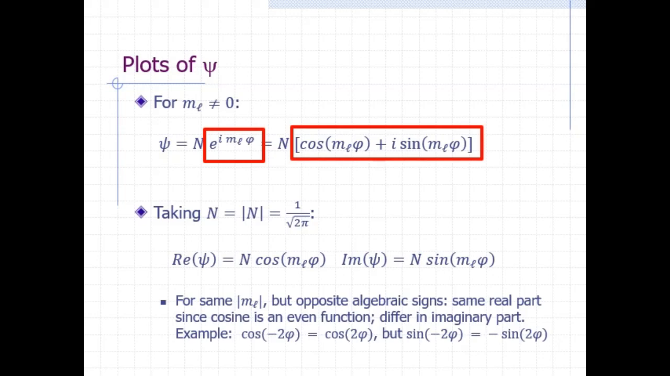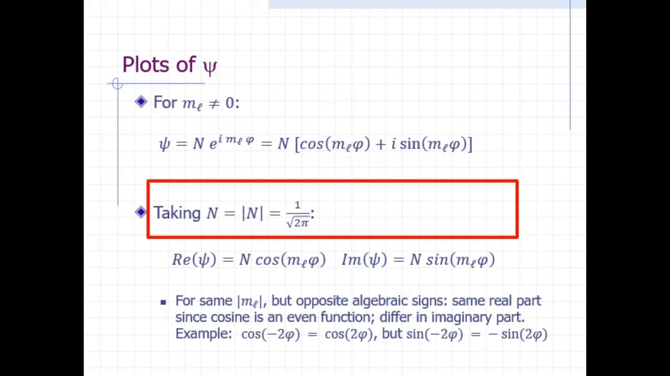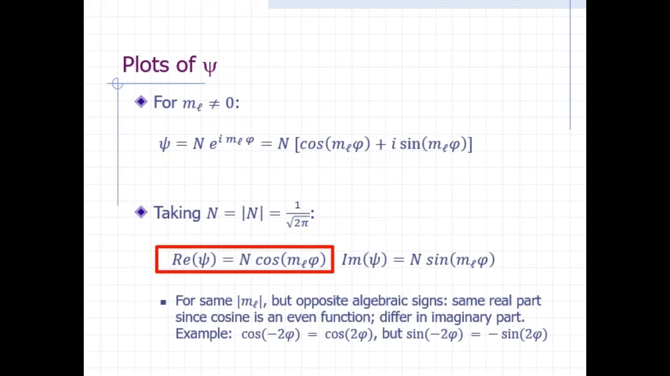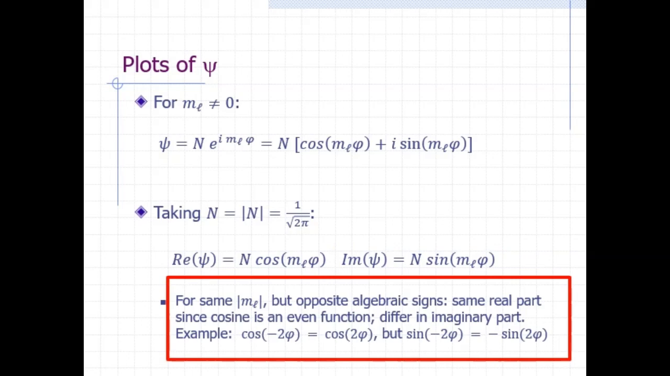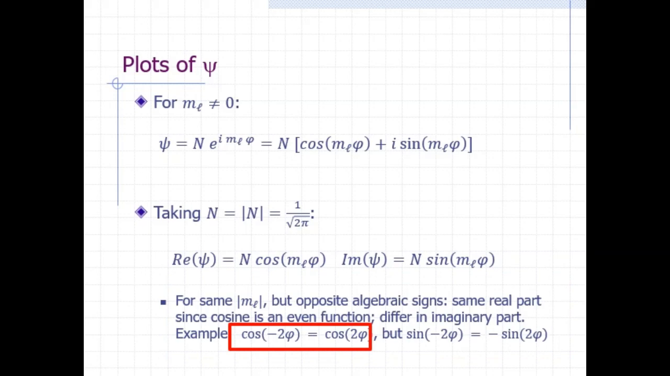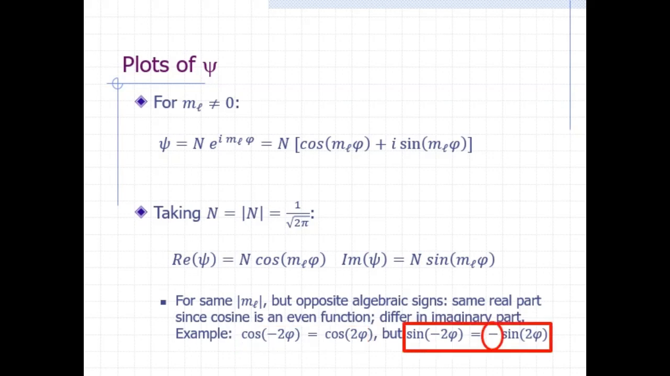Taking the absolute value for the normalization constant, we can identify the real part of psi as n times cosine of m sub l times phi, and the imaginary part as n times the sine of m sub l times phi. Note that wave functions for states with the same absolute value of m sub l have the same real part since the cosine function is an even function. For example, cosine of negative 2 phi is equal to cosine of positive 2 phi. However, functions with the same absolute value of m sub l but with opposite algebraic signs differ in their imaginary part because the sine function is an odd function. For example, the sine of negative 2 phi is equal to the negative of the sine of positive 2 phi.